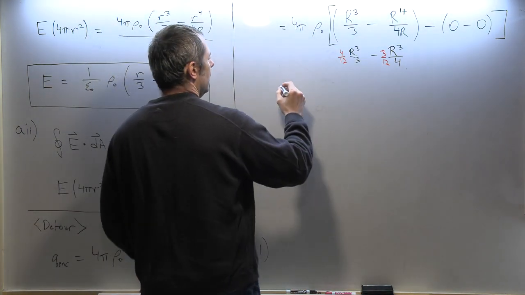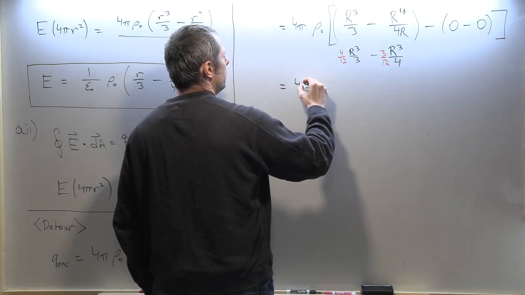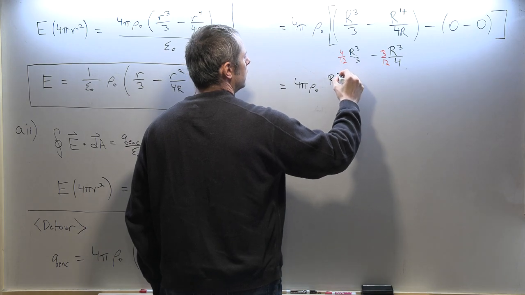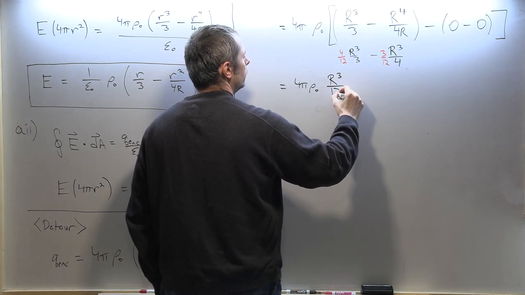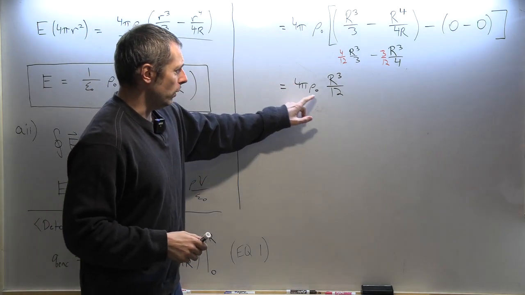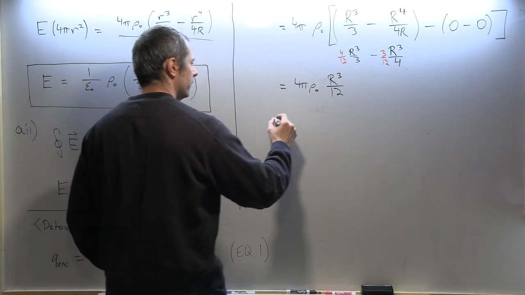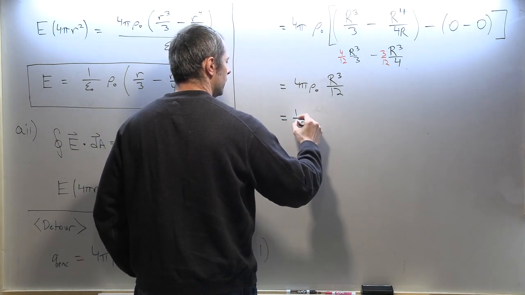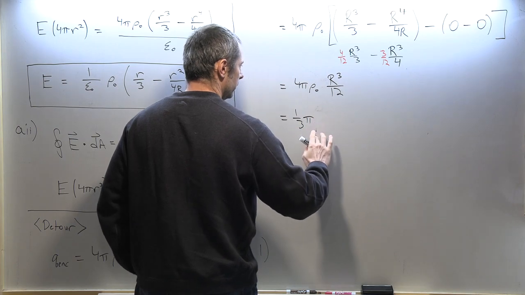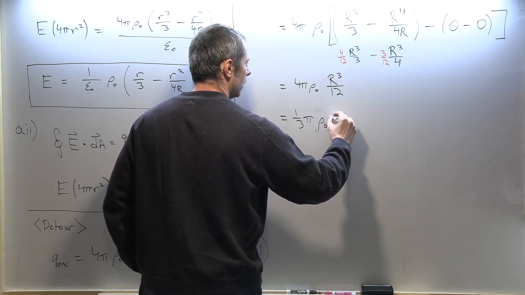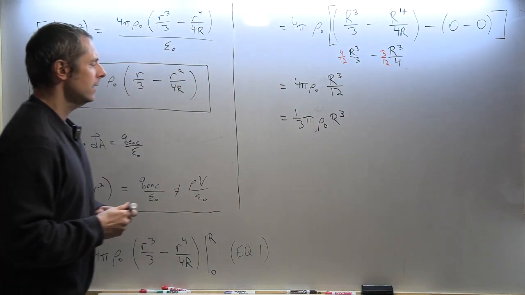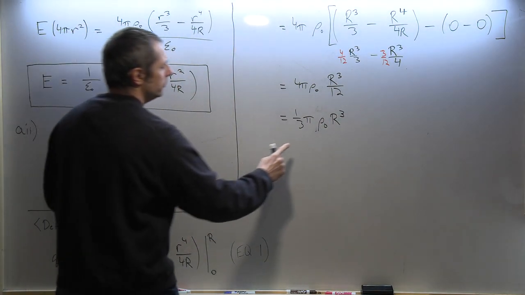So this becomes 4 pi rho 0 r cubed over 12, which we could then make 1/3. So we have 1/3 pi rho 0 r cubed. Okay? So that's the Q enclosed.